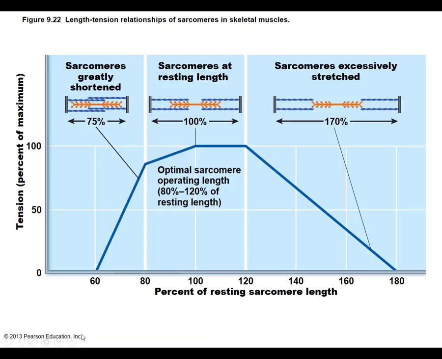This is looking at that length. If your sarcomere is at your normal resting length, your muscle is just laid out. It's not contracting, it's not stretched. It's at normal resting length, and you can generate the most force right here at 100%, maybe a little bit less, maybe a little bit more. But if it's already shortened, the myosin heads can't attach in as many places. And if it's already stretched out, the myosin head can't reach all of that actin to attach there.